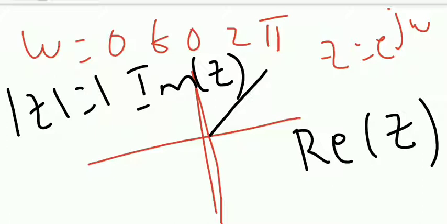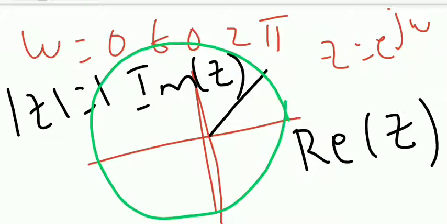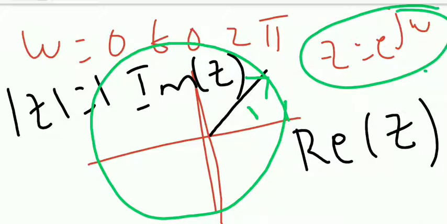So omega varies from 0 to 2 pi. So I change omega from 0 to 2 pi. If I go through 360 degrees, it is forming a circle. The radius is given by the magnitude of z. We know that the magnitude is always 1 for z is equal to e power j omega. So this is your unit circle. So z is equal to e power j omega represents a unit circle where the radius is 1 and the phase changes from 0 to 360 degrees. That is very, very important.